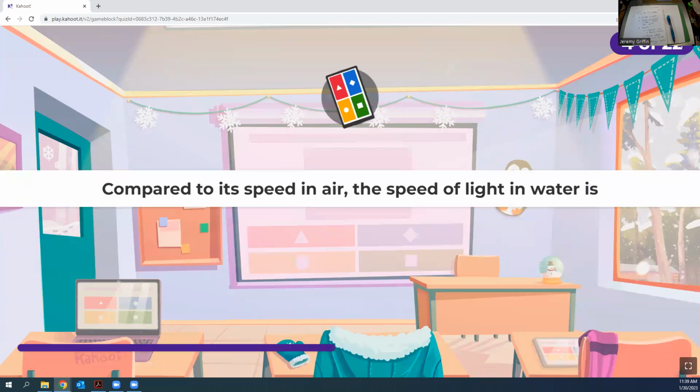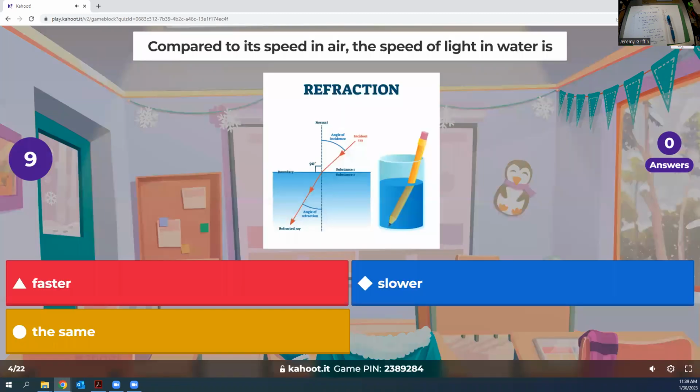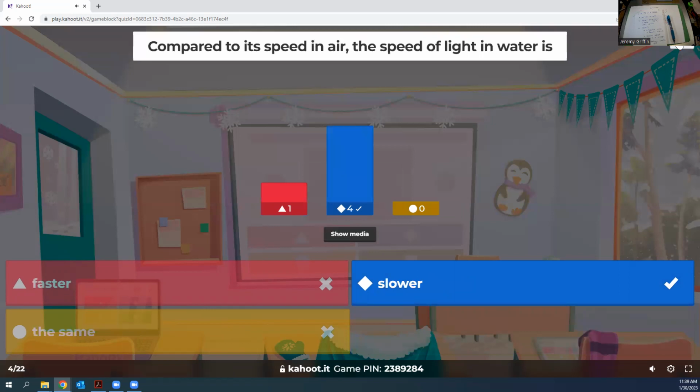Compared to speed in air, the speed of light in water. Yeah, it is slower. So you guys remember refractive index? You remember I broke out that glass block and was shining the laser through it. This was the whole explanation for refraction. Why does light refract? Why does it bend?